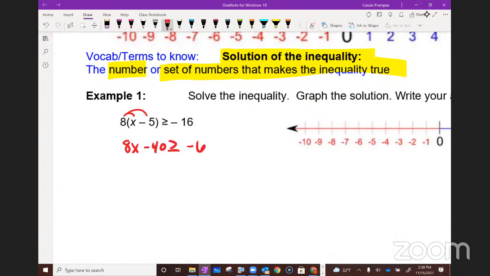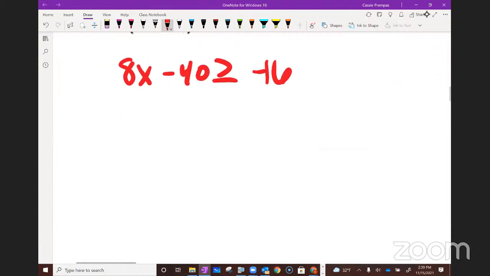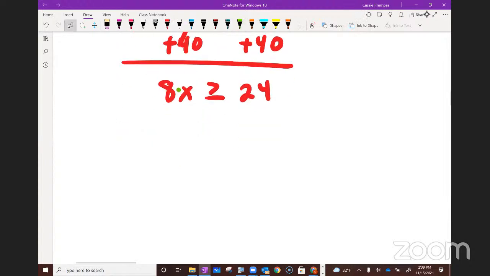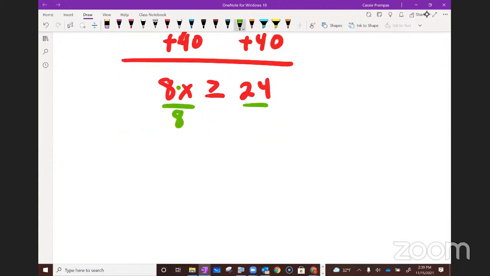And we would solve like we would in a typical equation. So what would we do with the negative 40? Add it to the other side. What's 40 plus negative 16? Nice, Caleb. And then what undoes multiplication? Division. So we're going to divide by 8, and we'll get that x has to be greater than or equal to 3.